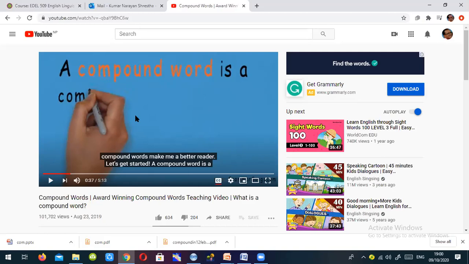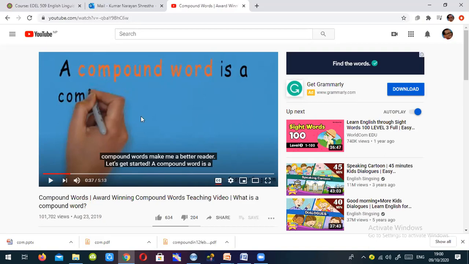Maybe it's a combination of two words combined into a new word with a different meaning. Yes, you get a different meaning, right? There will be a combination, but one single meaning, right? Without removing any letters.